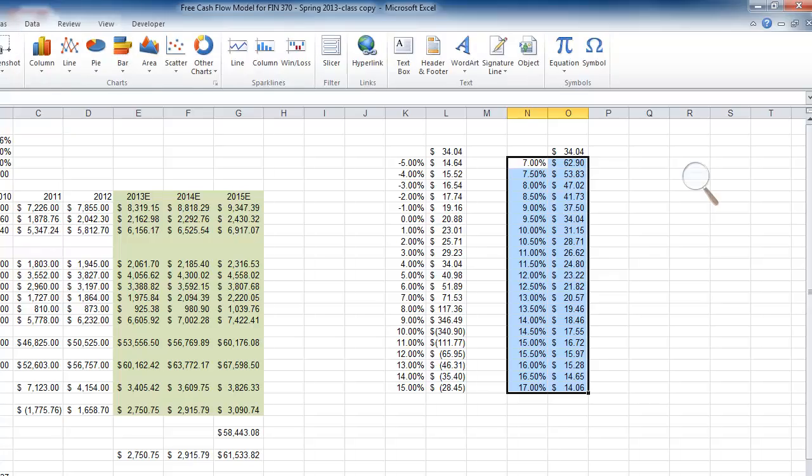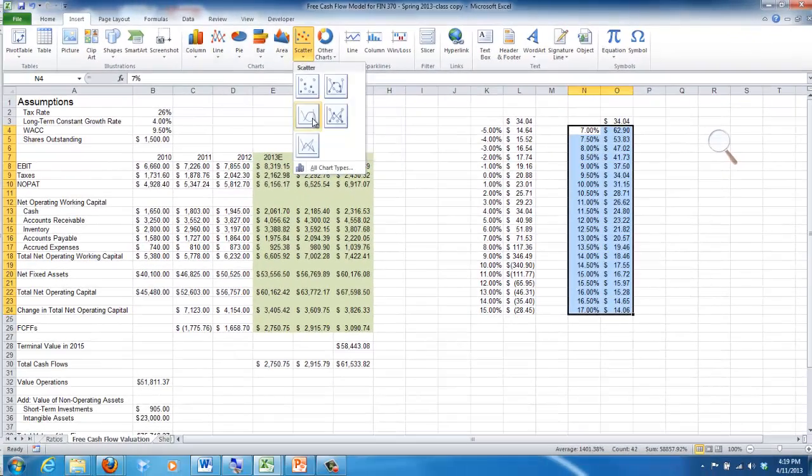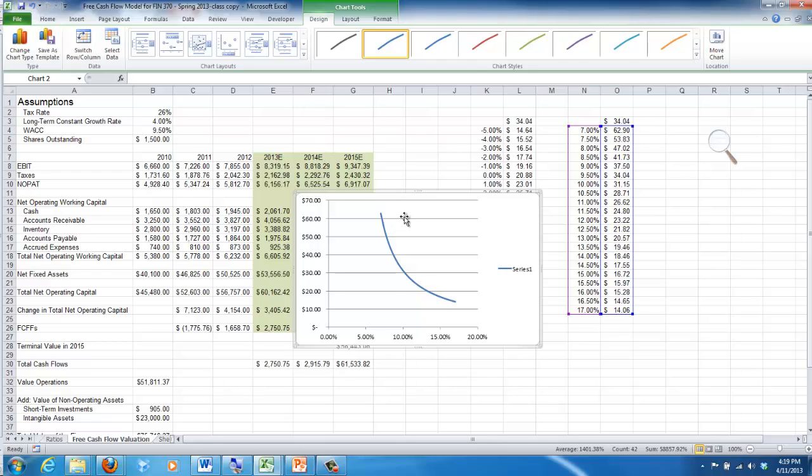So I'm just going to insert a chart here so you can see visually what's going on. As we increase the weighted average cost of capital, this is the weighted average cost of capital on the x-axis, the value of the firm falls. You see that it falls pretty dramatically as we increase the weighted average cost of capital. I hope this was helpful for you.